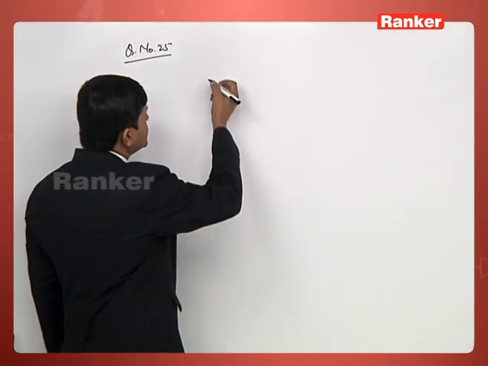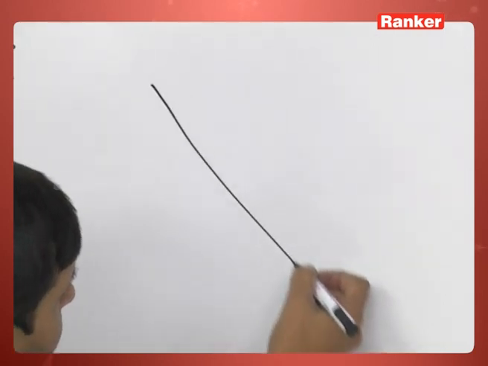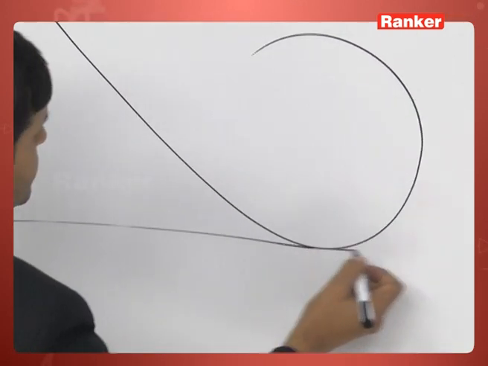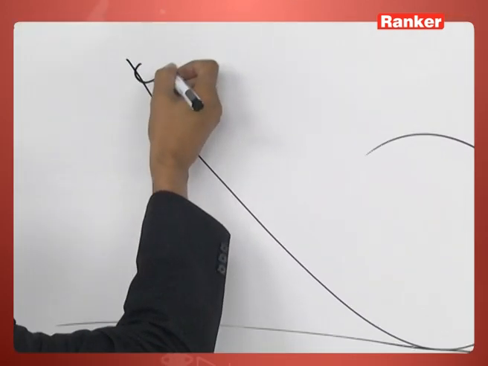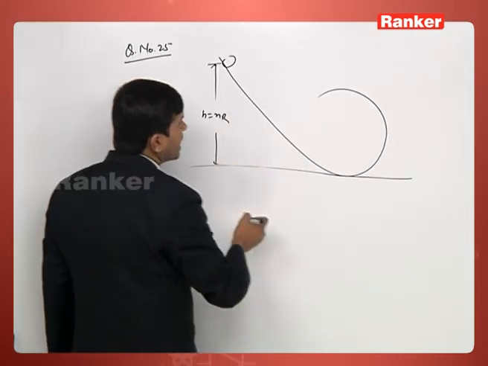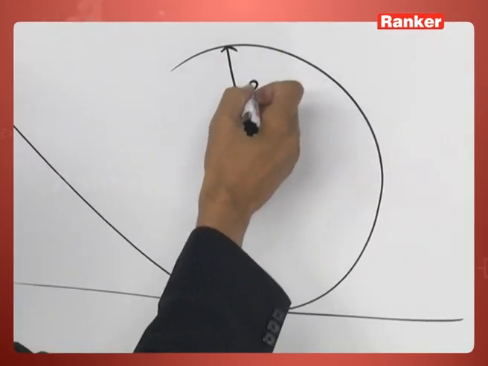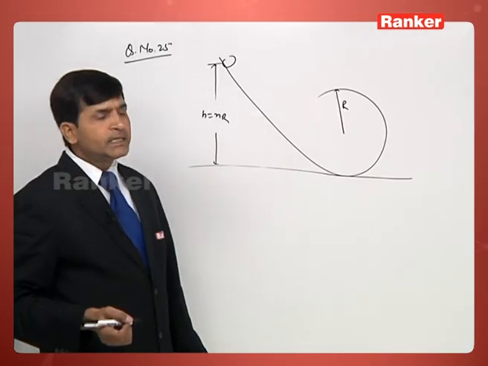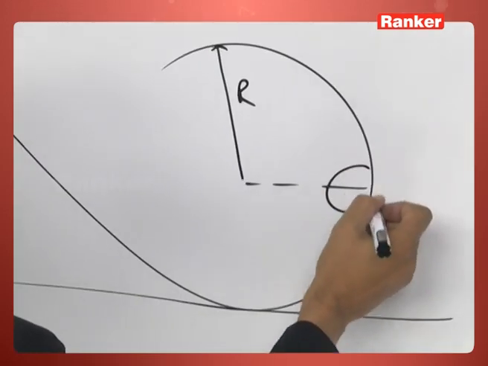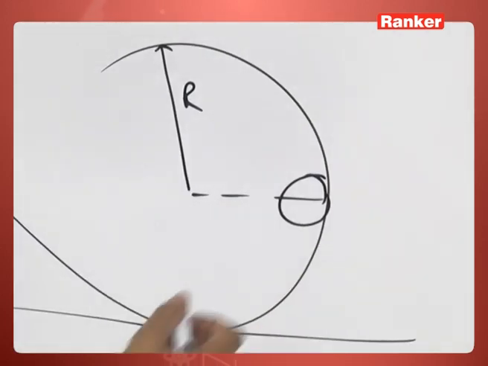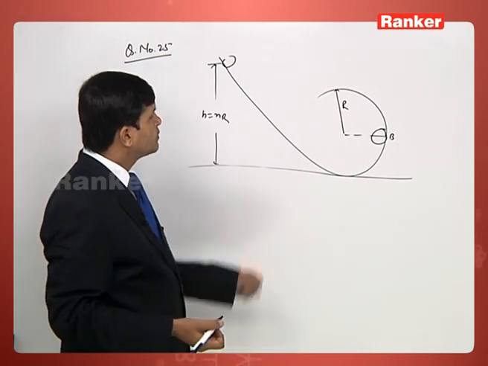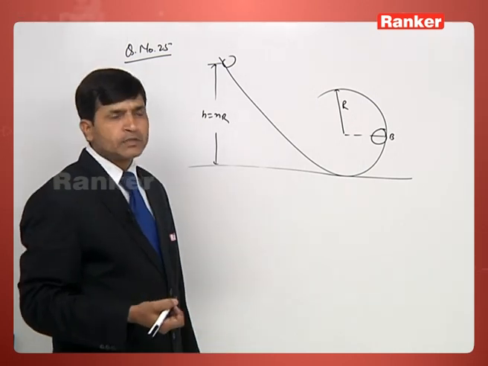The question is given like this. This is the inclined plane. The height of the plane is given as nr, where r is the radius of this circular track, and a solid ball is coming here. So they are asking what is the velocity of the ball at point B. This is the question here. So we can use the conservation of energy equation here.